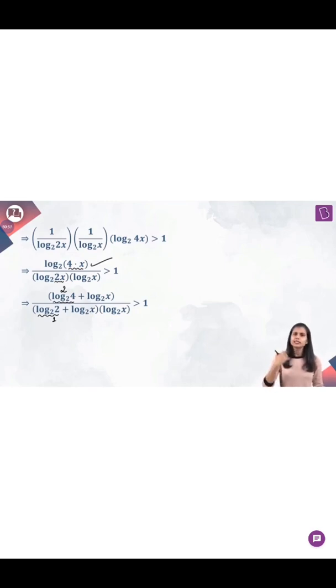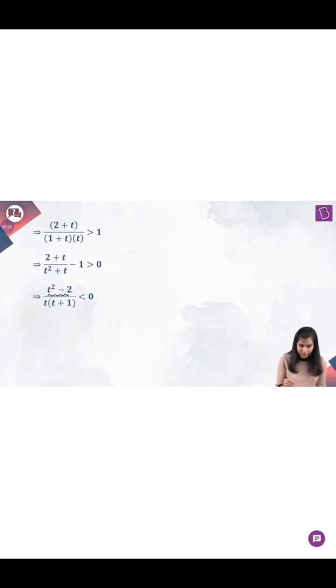Clearly, everywhere what I can see is log x to the base 2 only. So why not take log x to the base 2 as t, and now my expression becomes 2 plus t upon 1 plus t whole into t greater than 1. Let's simplify this. This is much easier to simplify. I'll bring the 1 to the left hand side. I want to create the right hand side as 0, and I try to simplify this expression.